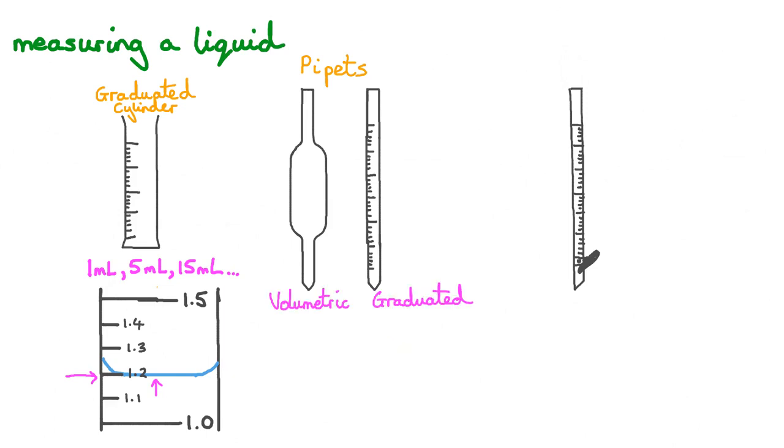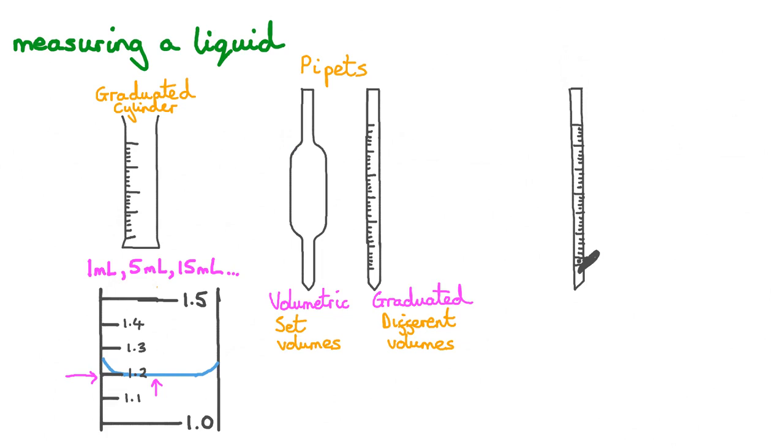There are two main types of glass pipette, volumetric and graduated. Volumetric pipettes come in various sizes and are good for measuring out set volumes, for example 25 millilitres of a liquid. Graduated pipettes, on the other hand, are useful in a similar way to graduated cylinders. You can measure out a wide variety of different volumes with a graduated pipette.